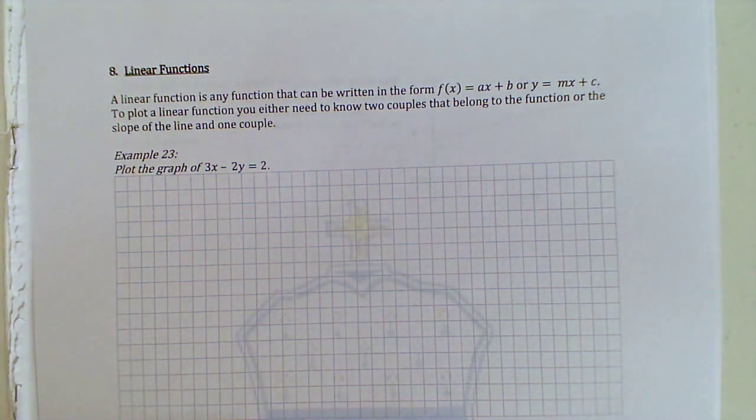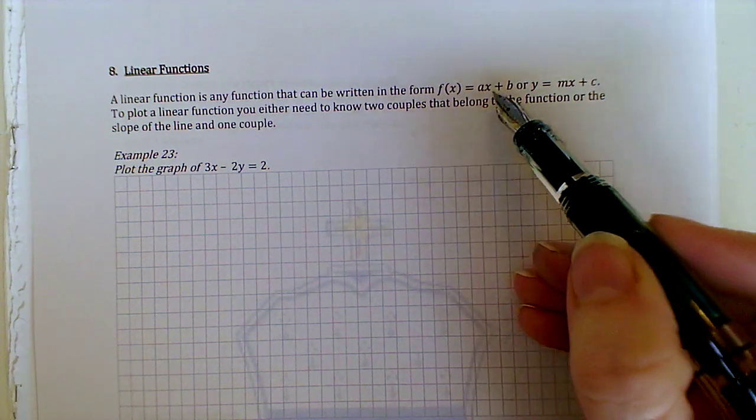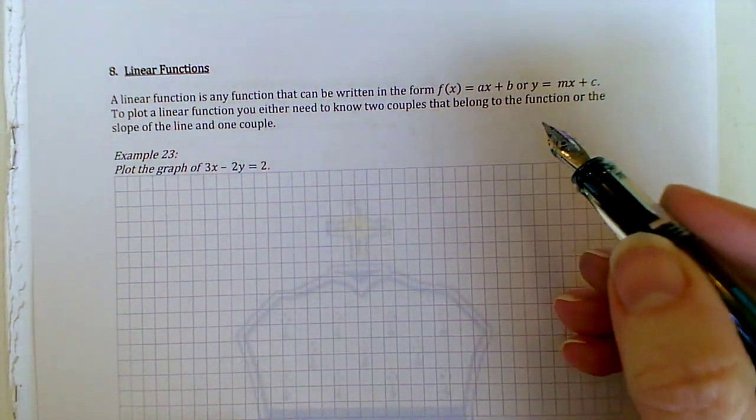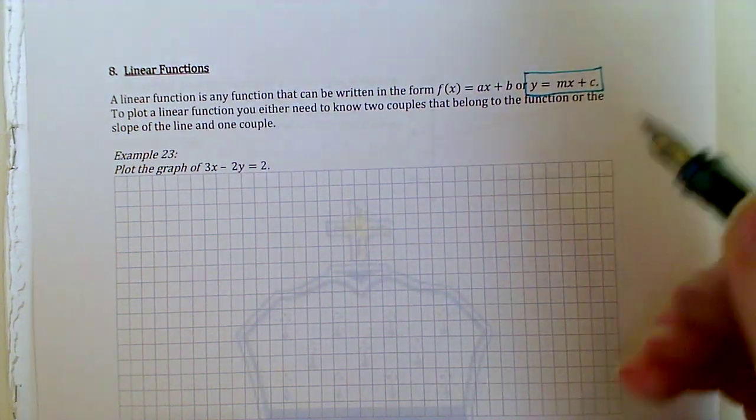We're going to start to discuss linear functions. And linear functions, as you might expect, are functions where the graph is a straight line. The definition of them is any function that can be written in the form f of x equals something times x plus something else, or, as we more commonly write it, y equals mx plus c.